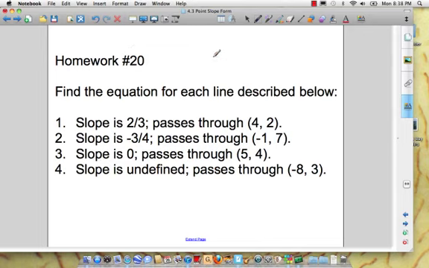For your homework, please find the equations of the lines described. I've given you the slope and a point that it passes through. So solve 1 and 2 in exactly the same way that I did on the previous screen. You should be able to use the same approach on number 3. Number 4 is the question you're going to have to think about because the slope is undefined.